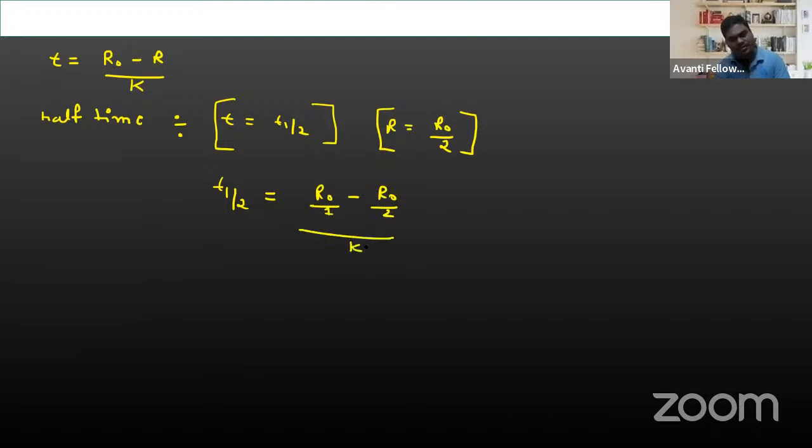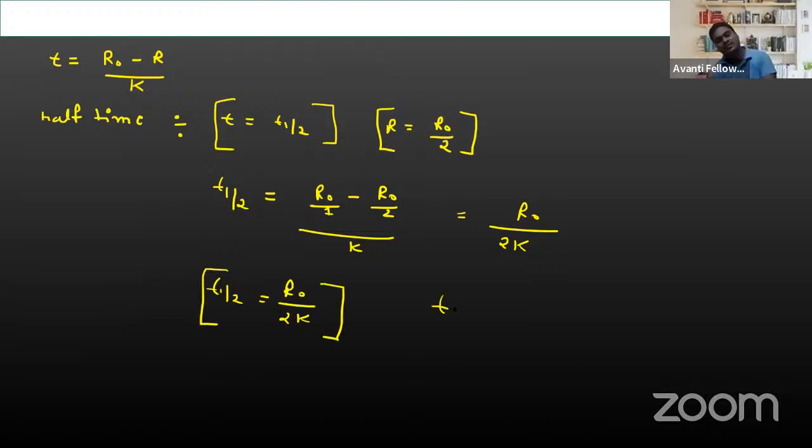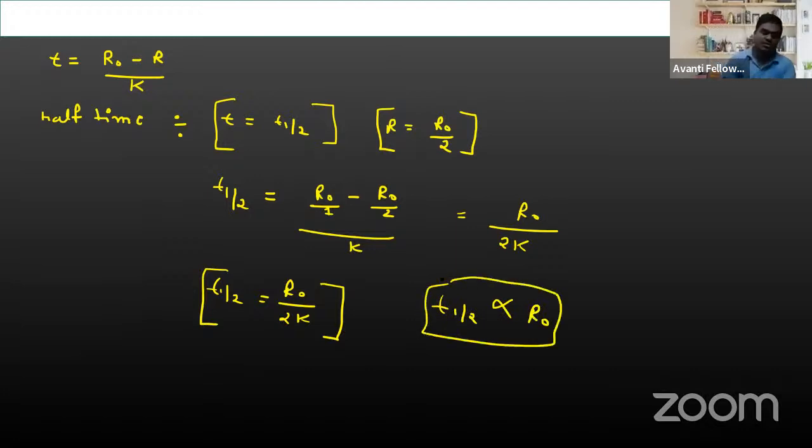And this is again k. So we know that 1 minus half is equal to half. So this is nothing but R naught by 2K, right? So this is the expression for the half-life time in case of the zero order. We can directly observe that the half-life time is directly proportional to the initial concentration, and inversely proportional to the rate constant K.